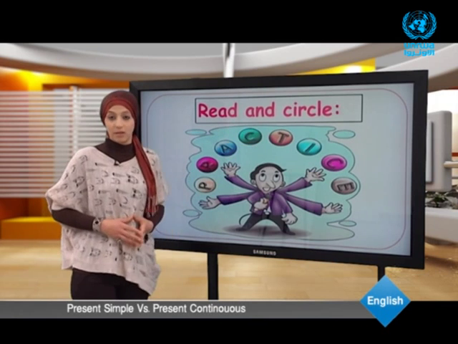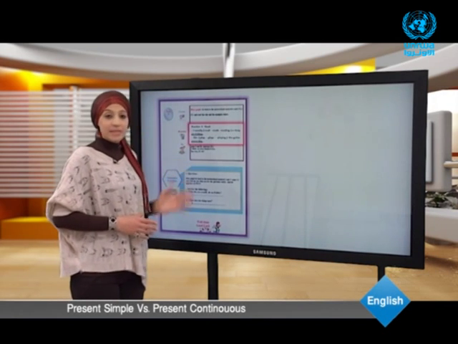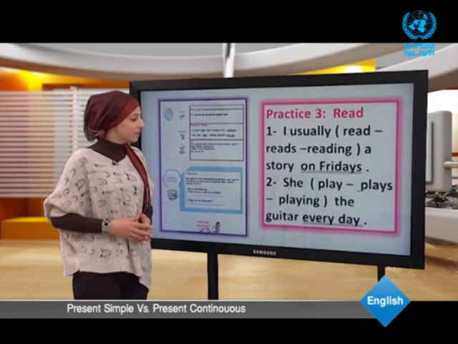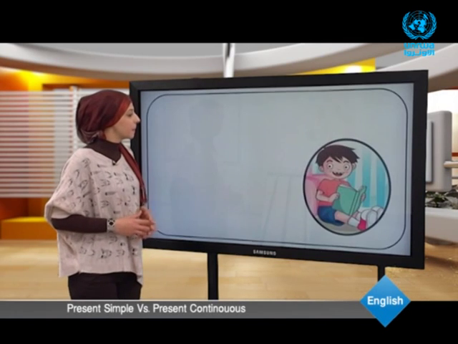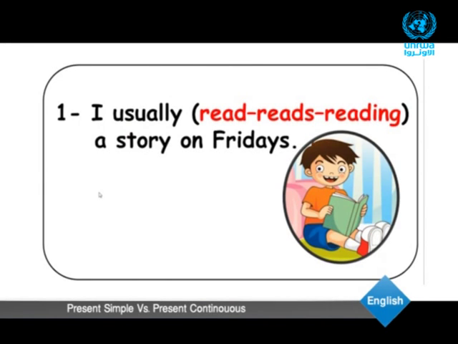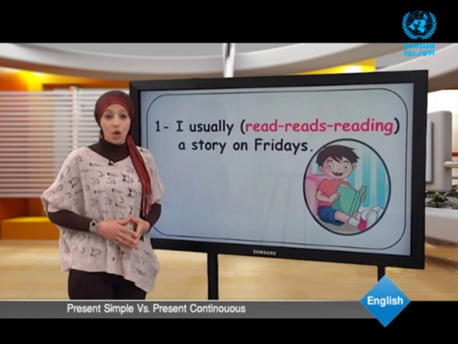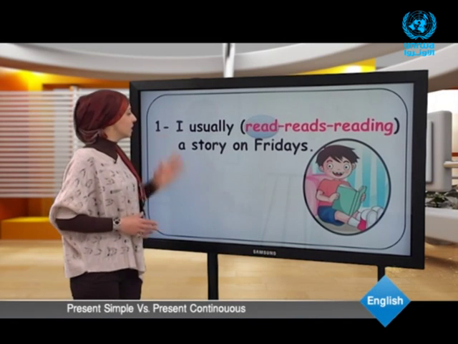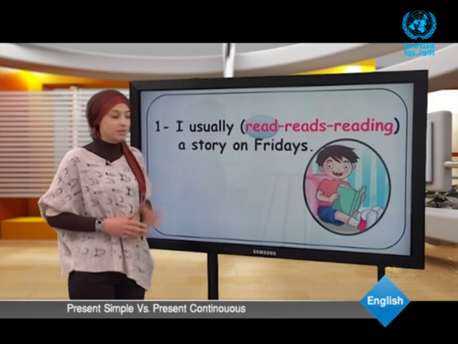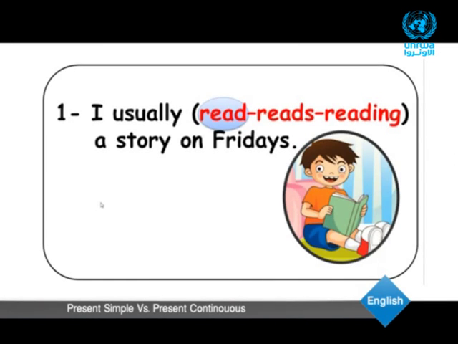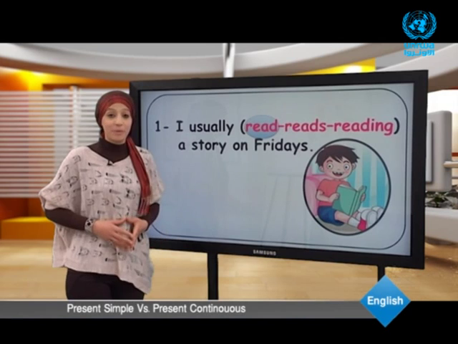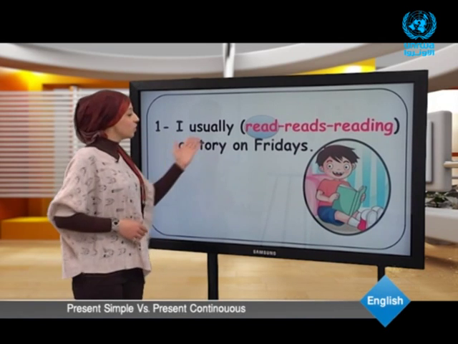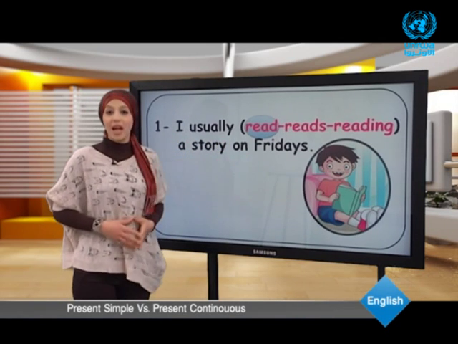Read and circle. From the self-learning, let's do this activity. The first sentence. I usually reads, reading, a story on Fridays. What is the suitable choice? Yes, very good. I usually read. I usually read a story on Fridays. Can you repeat the sentence again? I usually read a story on Fridays.